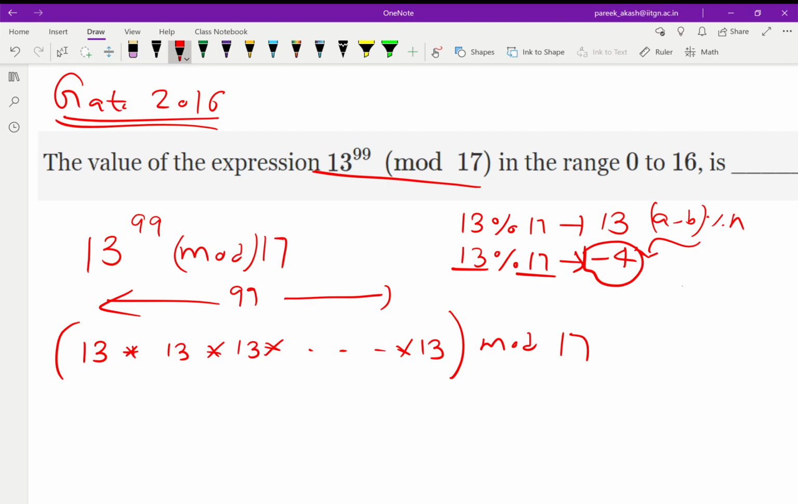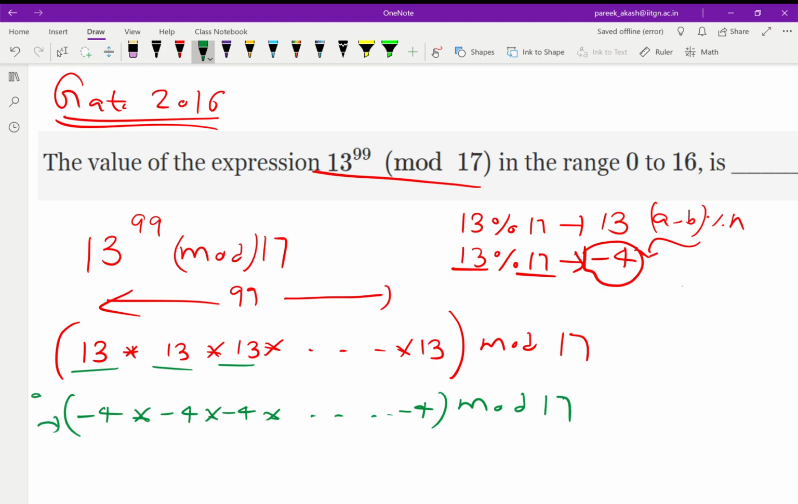And now if we apply mod 17 to each one of these, we will get minus 4 into minus 4 into minus 4 into dot dot dot minus 4. How many times? 99 times. So we have this 99 times.